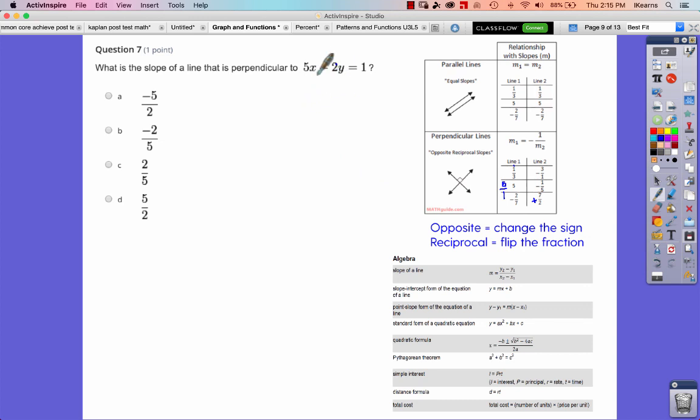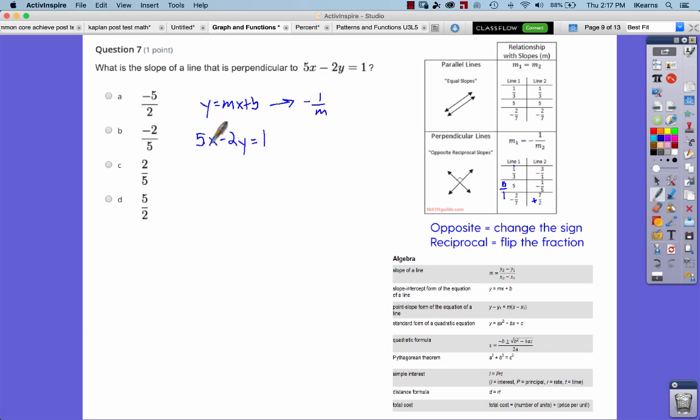All right, so what we need to do here is take this into the y equals mx plus b form, slope-intercept form, and then we're going to take the negative or the opposite reciprocal of the slope. Okay, so it's going to be the -1 version of the slope. Okay, that's going to be our step. So let's do the first step here. So let's start by writing our equation. 5x minus 2y equals 1.